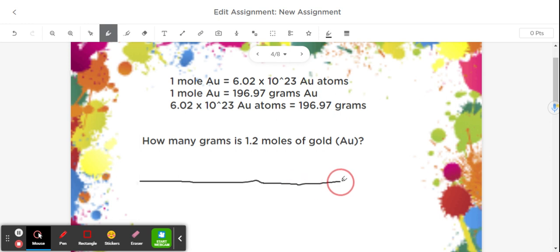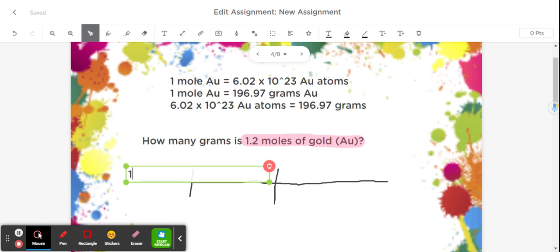Whoops. Terrible at straight lines. Okay, I'm going to start with what's given in my problem. What's given in my problem is 1.2 moles of gold. So I'm going to put 1.2 moles, abbreviated MOL, of AU.